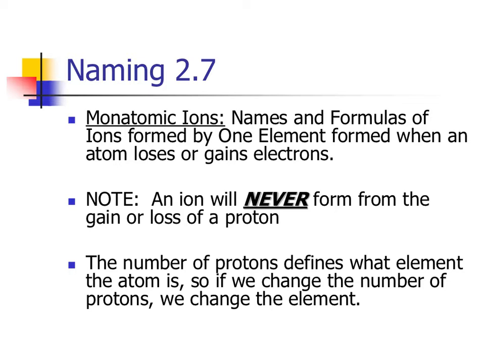So what is a monoatomic ion? They are the names and formulas for ions that are formed by one element. That one element can come from a number of different things. And so when we look at that, it is forming based on the fact that we have a gain or loss of electrons.